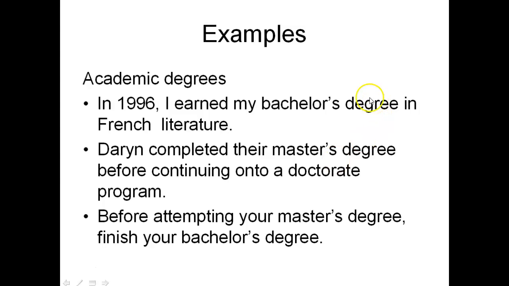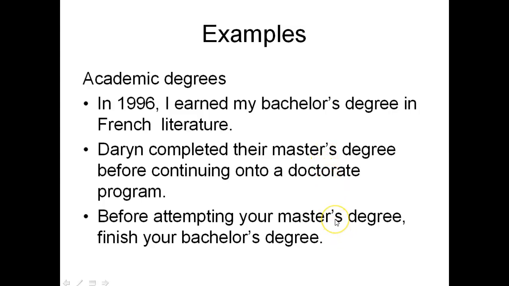Let's take a look at some more examples here. These are examples with academic degrees. In 1996, I earned my bachelor's degree in French literature. You'll see I've got this apostrophe S after bachelor's, making that connection between bachelor's and degree. Next example, Darren completed their master's degree before continuing onto a doctorate program. So here we've got that apostrophe S connecting master's and degree.